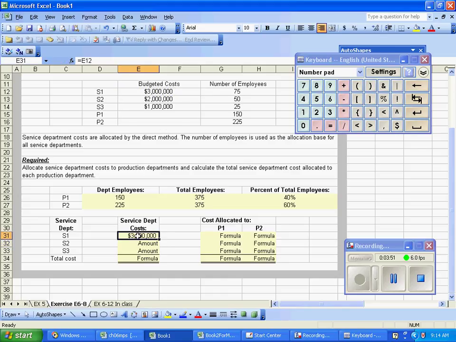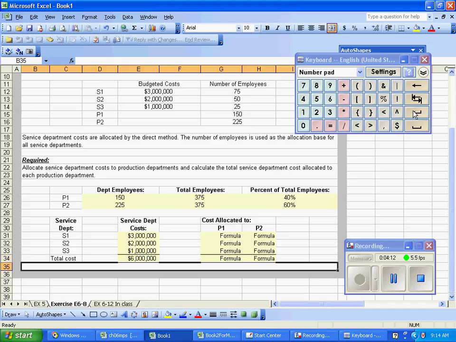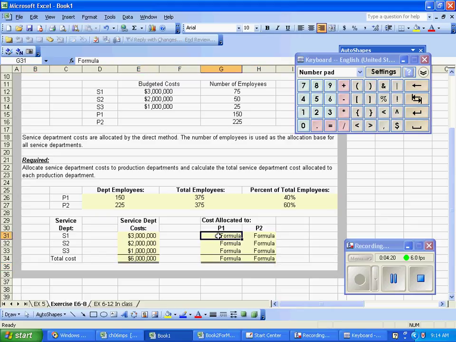Service Department 2, Service Department 3, I'm just bringing down. And then I'll just total those. So I got 6 million to allocate. I want to put those costs into my production departments.